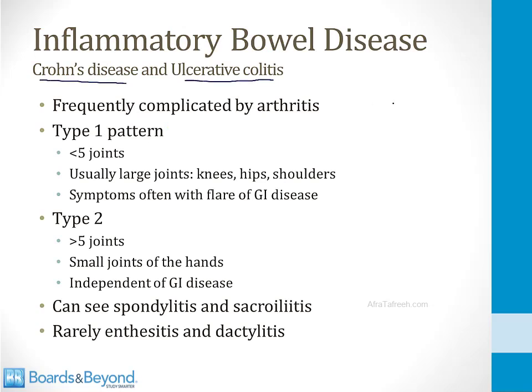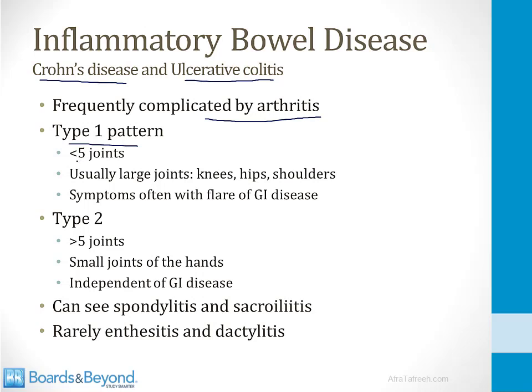These are autoimmune conditions that involve the gastrointestinal tract, but you should be aware that both conditions are frequently complicated by arthritis, and in some cases, the arthritis has features of a seronegative spondyloarthritis. There are generally 2 patterns of arthritis that are seen in IBD. The first one is called the type 1 pattern.